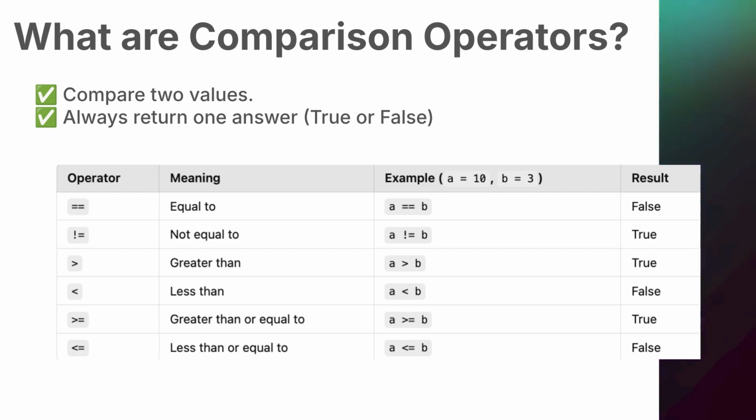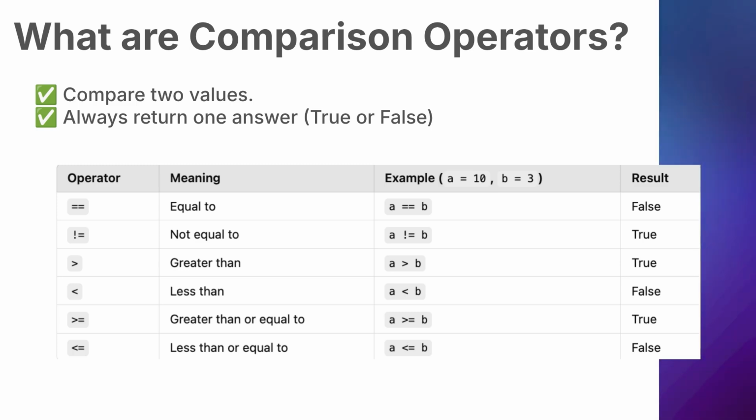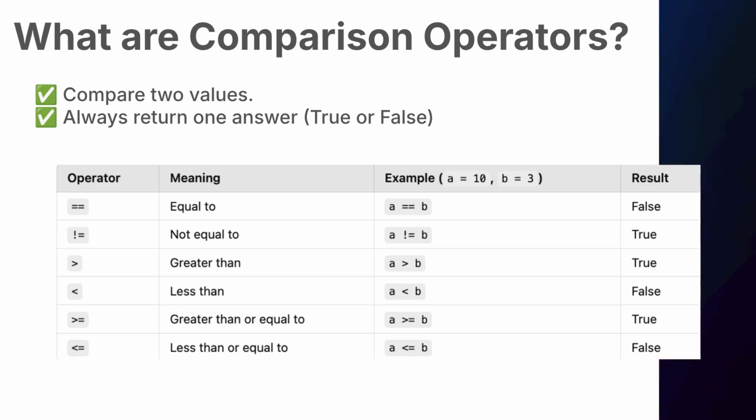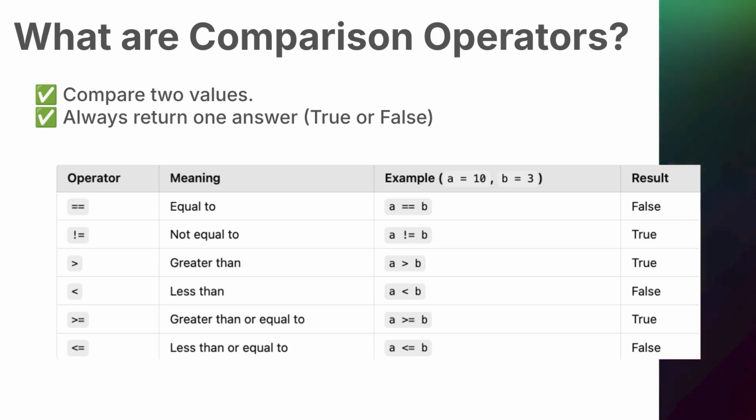First, equal to. Checks if a is equal to b. So is 10 equal to 3? Outputs false. Next, not equal to. Checks if a is not equal to b. It's true. Greater than. Checks if a is greater than b. It's true. Less than. Checks if a is less than b. False.